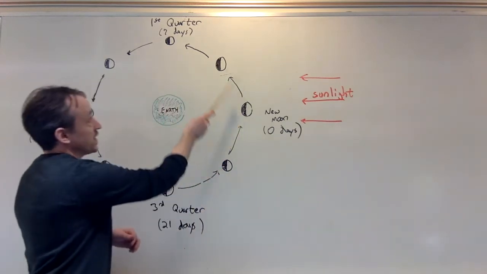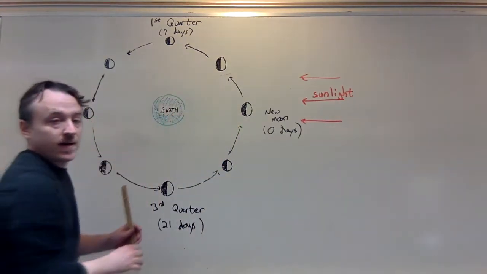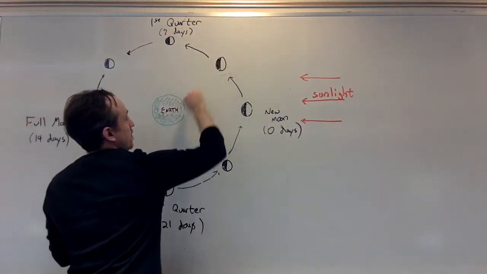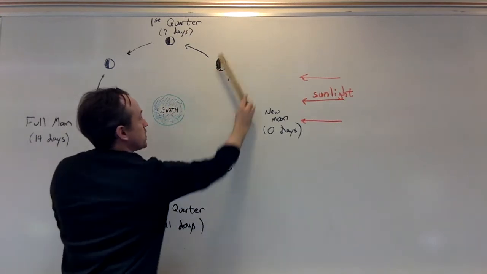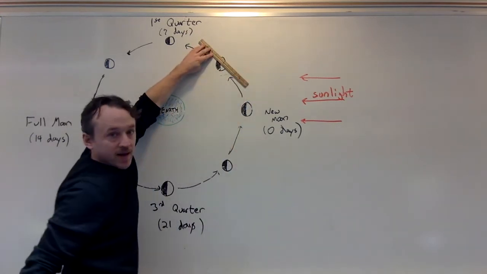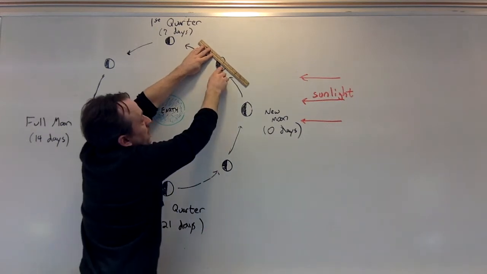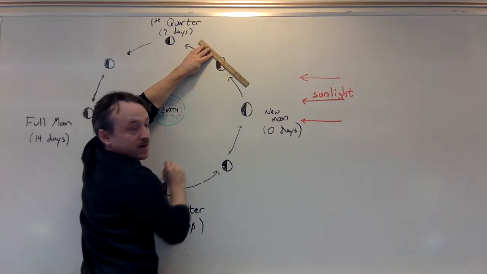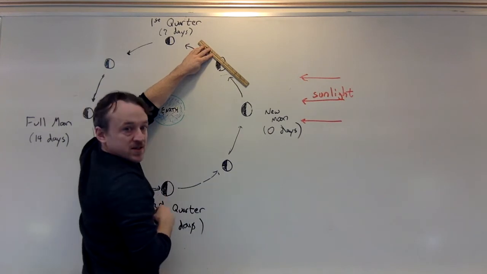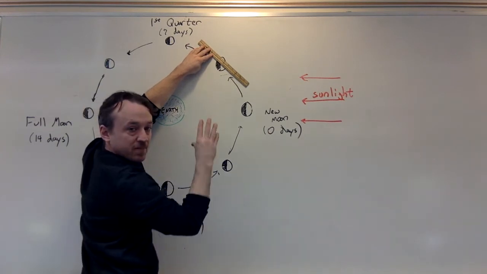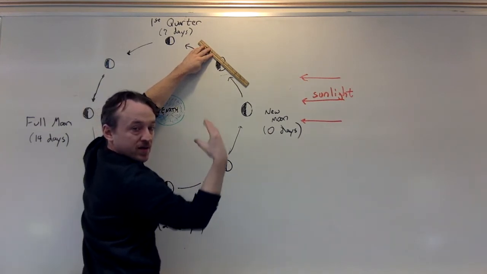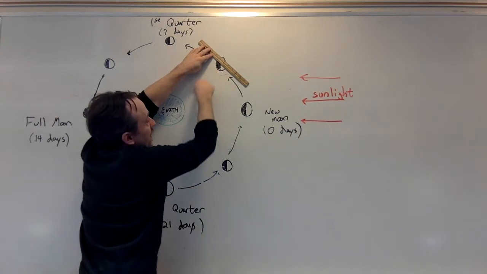This is a couple of days later, maybe 3-4 days later, and I'm an observer on the Earth, and again, my line of sight is like this. So I put my ruler perpendicular to that line of sight, and what I see is a sliver of light and a lot more shading. This is what we call a crescent moon, so we only see a little portion of the light on the moon from this angle.